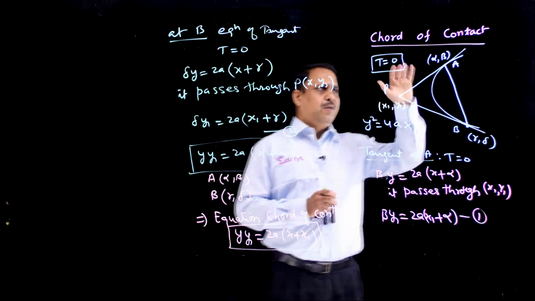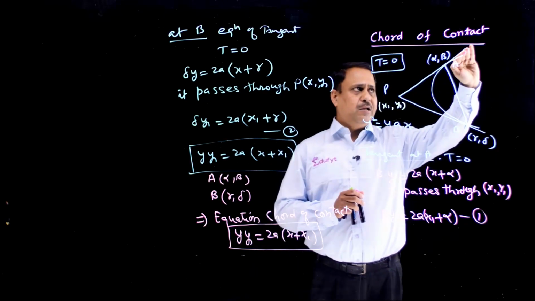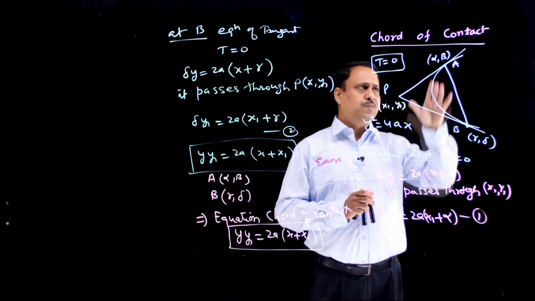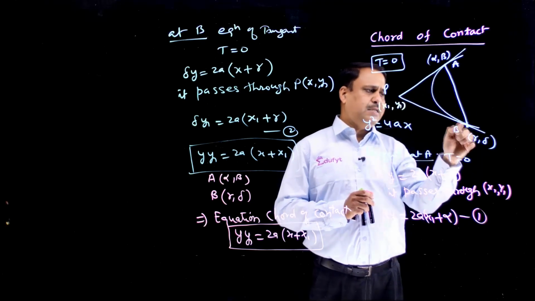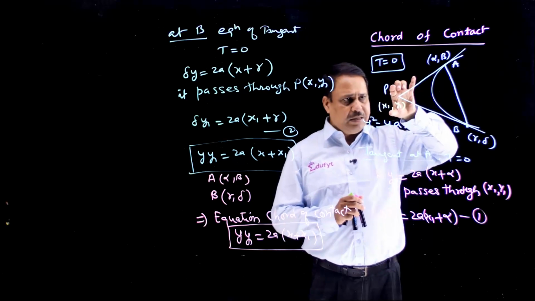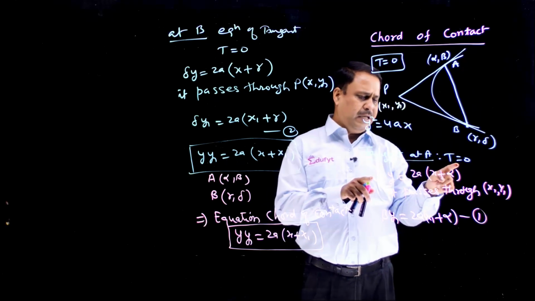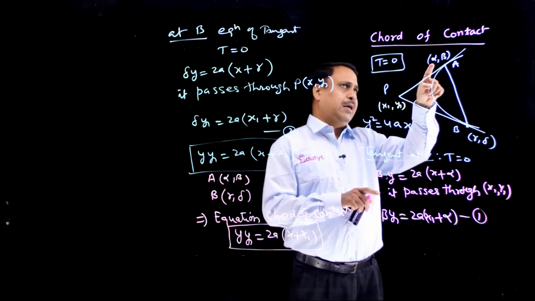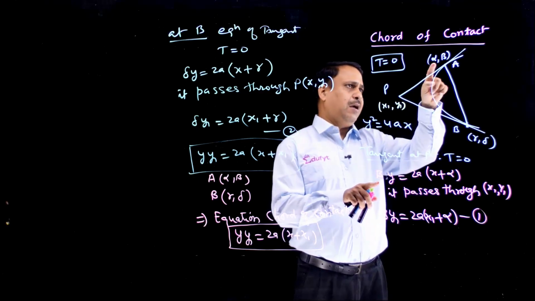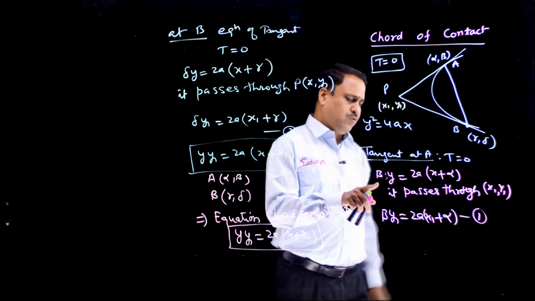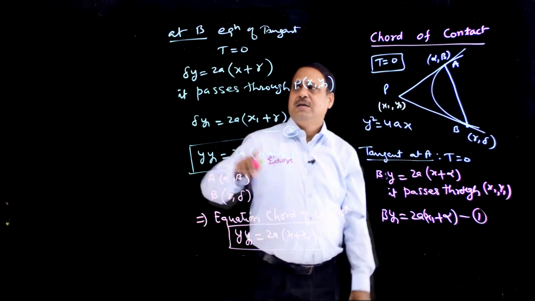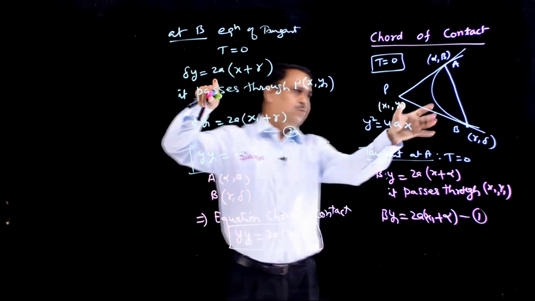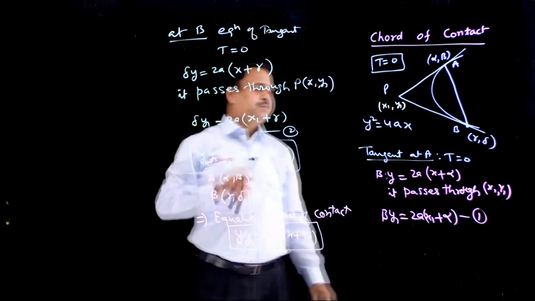Again, briefly, the method is: here I am finding the equation of this tangent by T is equal to 0. I am finding the equation of the tangent at A and the tangent at B. Both tangents are passing through this point. So the tangent at A is given by, here x1 is alpha, y1 is beta, so beta y is equal to 2a x plus alpha. This is passing through this point. Similarly, the tangent at B is passing through this point P.